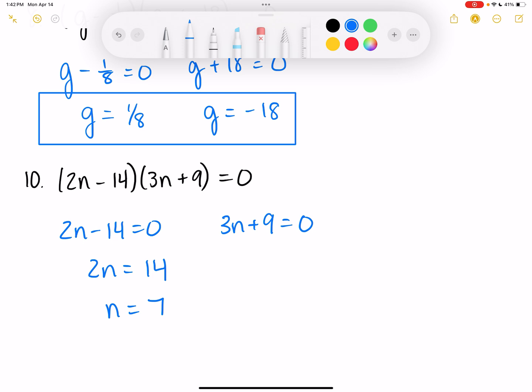And notice, I'm working one all the way down so that I don't get lost in what I'm doing. Some people start trying to do the steps of each one. I would work one whole problem down and then work the other one down so that you're not getting confused about what's going on. So then over here, we're going to subtract the 9. So 3n equals negative 9. Divide by positive 3. Negative divided by positive is negative. So this is negative 3. 9 divided by 3 is 3. So this is 7 or negative 3.